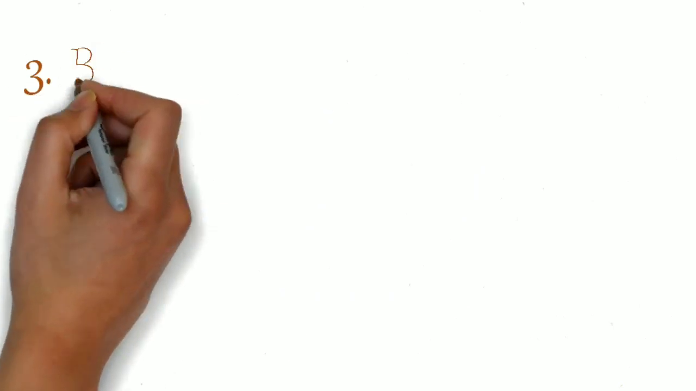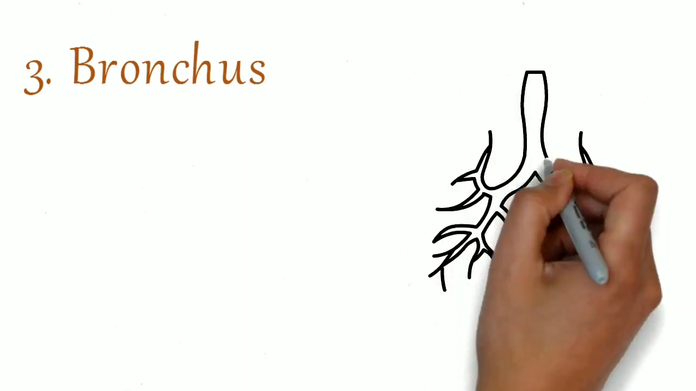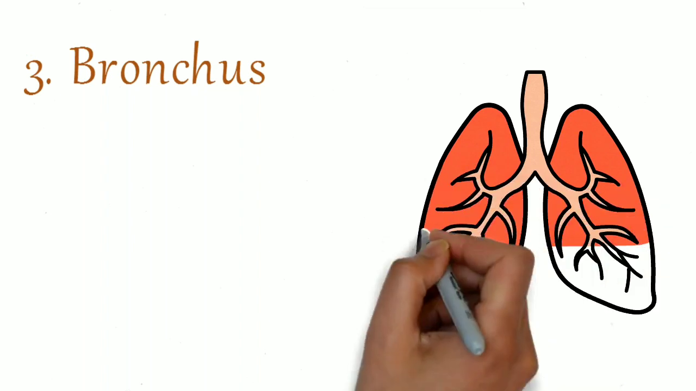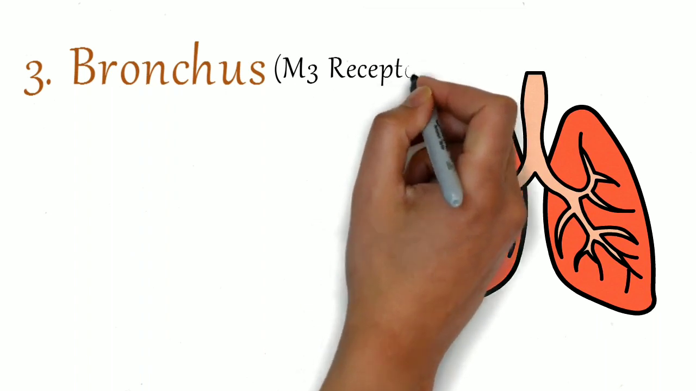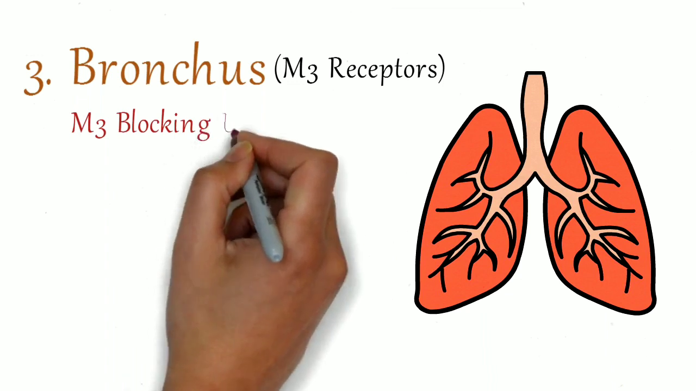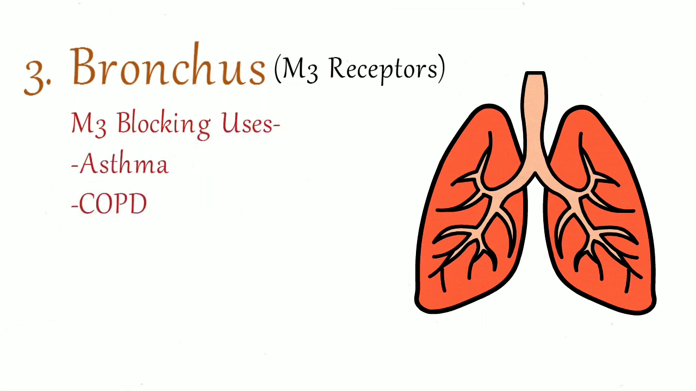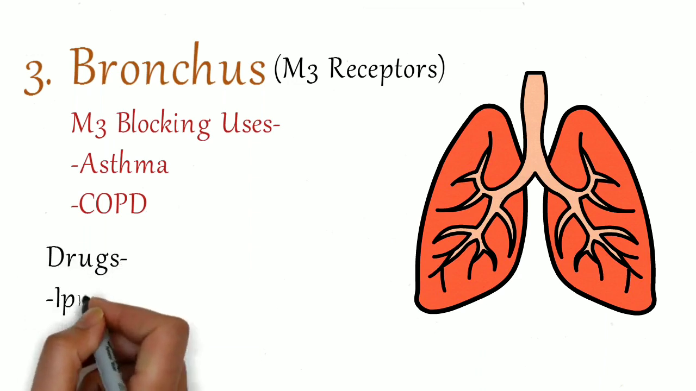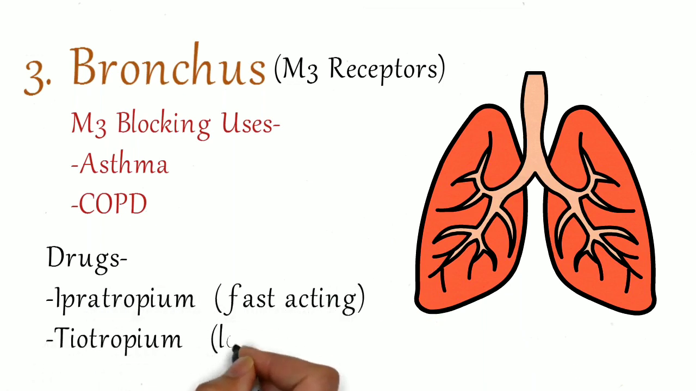Next is the bronchus. Bronchus is a part of the lungs. Mainly, the bronchus contains M3 receptors. As M3 receptors cause bronchoconstriction, if we block them, then there will be bronchodilation. And bronchodilation is useful for patients of asthma and COPD. COPD is chronic obstructive pulmonary disease. For this purpose, we can use drugs like ipratropium and tiotropium. Ipratropium is fast acting, whereas tiotropium is long acting.